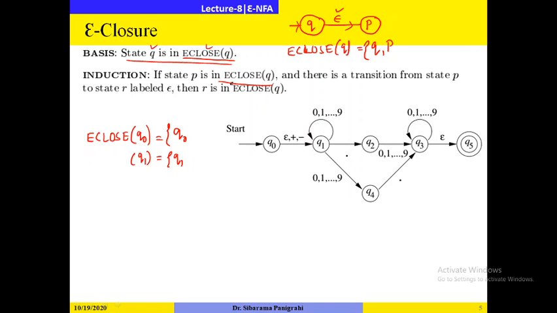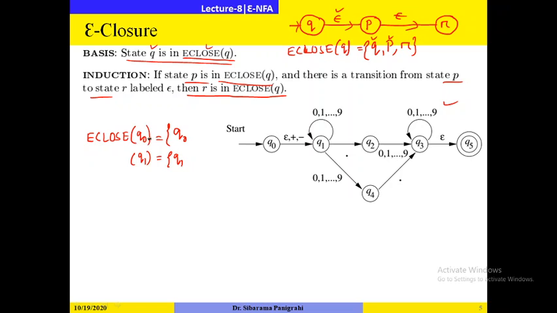So here you see, if a state P is in the epsilon closure of Q and there is an epsilon transition from state P to state R, then R is also in the epsilon closure of Q. In the epsilon closure of Q you have Q and P. Now if there is an epsilon transition from P to R, then R is again in the epsilon closure of Q, right? Now let me find the epsilon closure of all the states of this transition diagram.